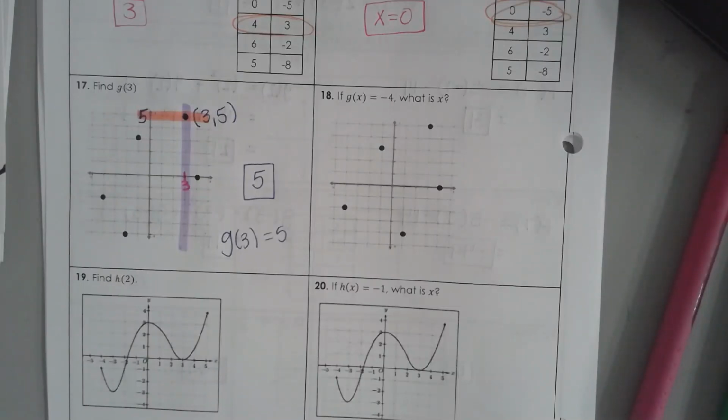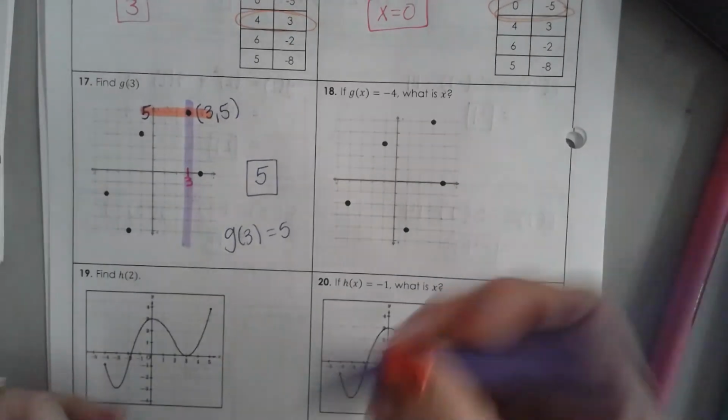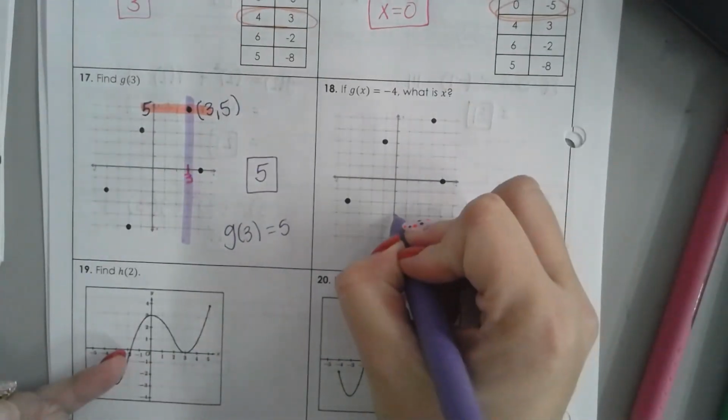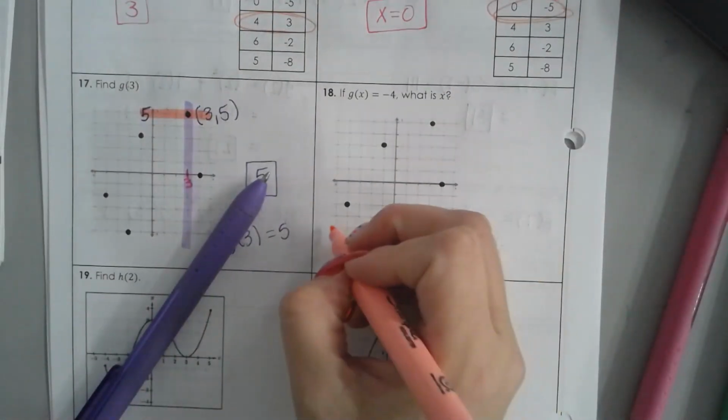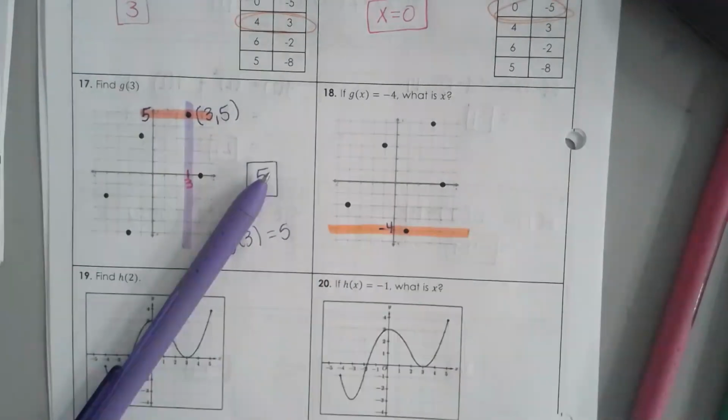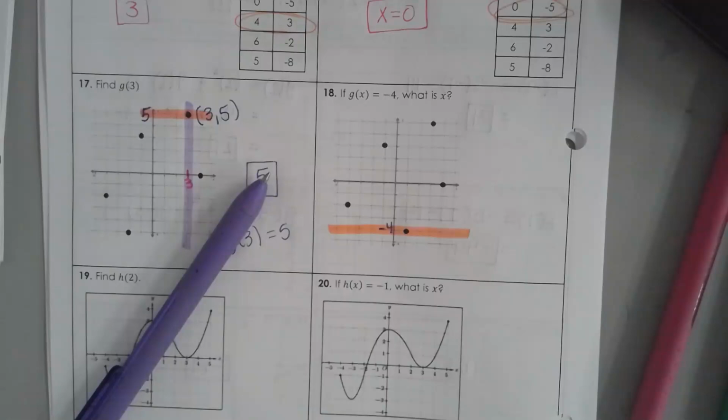Number 18 says if g of x equals negative 4, what's x? All right, negative 4. Is that your x value? If I say what is x, I'm not giving you the x. So negative 4 is your y. If it comes after the equal sign, it's your y. So we're going to find where y is negative 4. So every point on that line has a y value of negative 4.